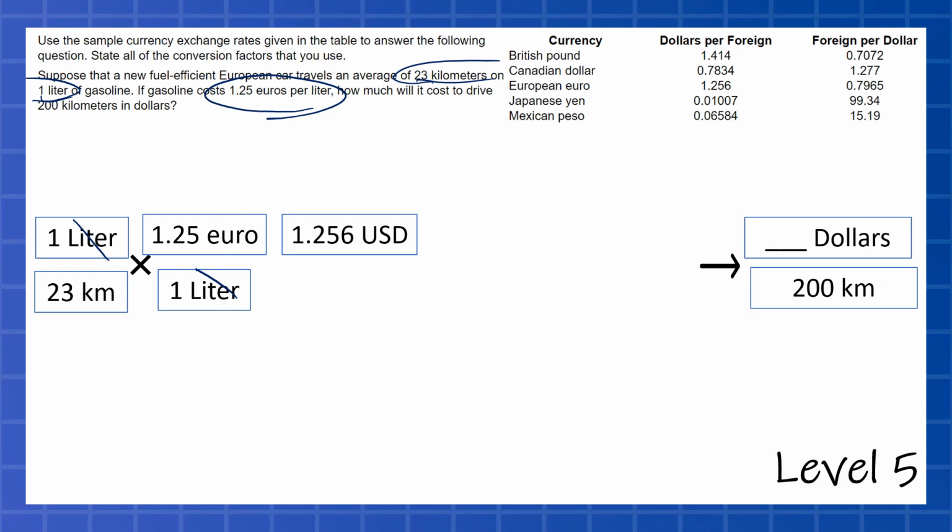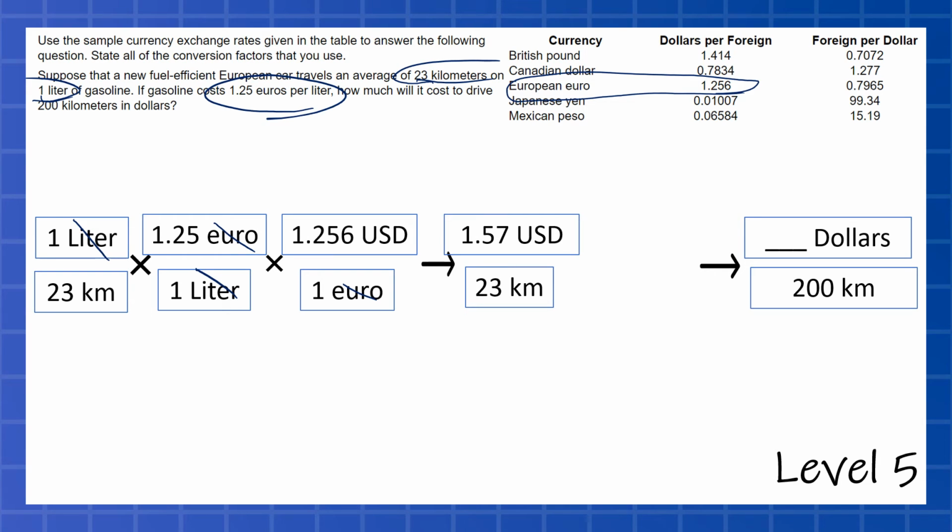I want it in dollars, so I'm going to use my conversion factor for dollars and euros. 1 euro is 1.256 US dollars. So now I can cancel out my euros. And from there, I'm just going to multiply straight across. Now this time I didn't have just 1 on the bottom the whole time. I actually had 23 times 1 times 1. So at this point we get 1.57 US dollars is how much it would cost to go 23 kilometers.